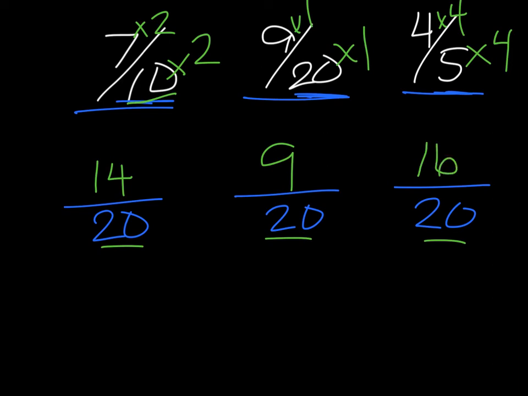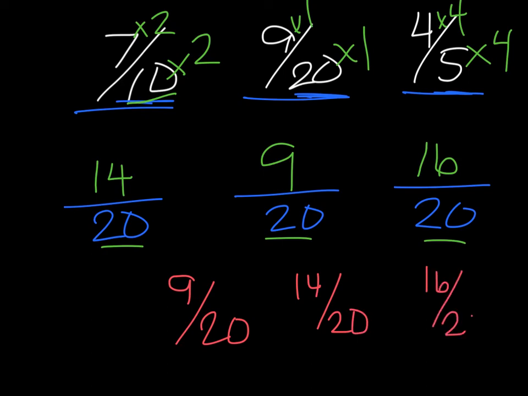So then your equivalent fractions that you found were 14/20, 9/20, and 16/20. And if you put them in order from least to greatest, you should have 9/20, then 14/20, then 16/20. So those are our fractions in order from least to greatest.